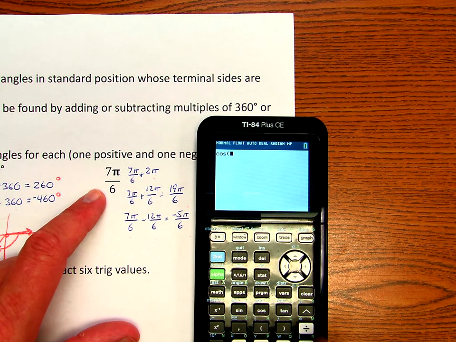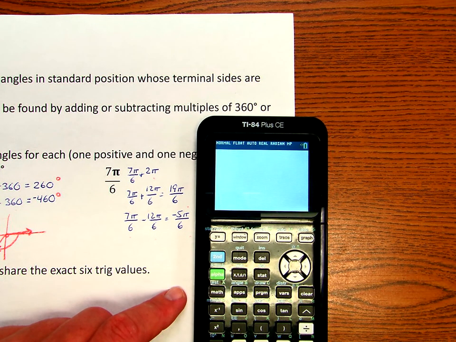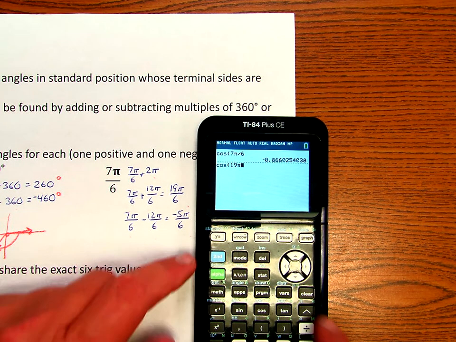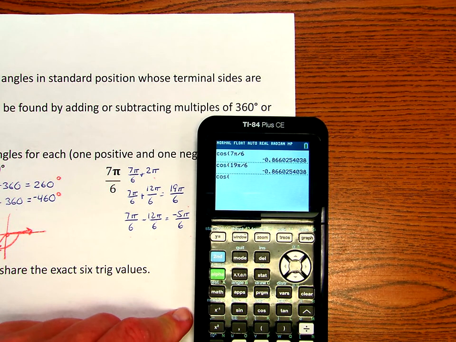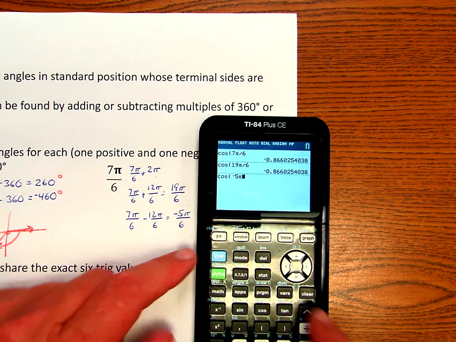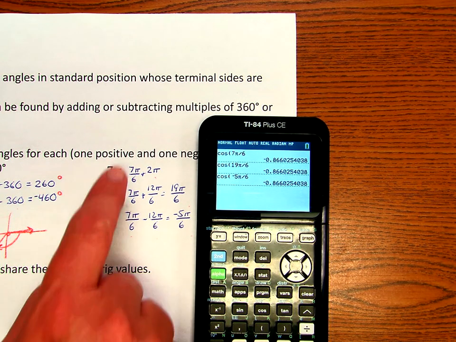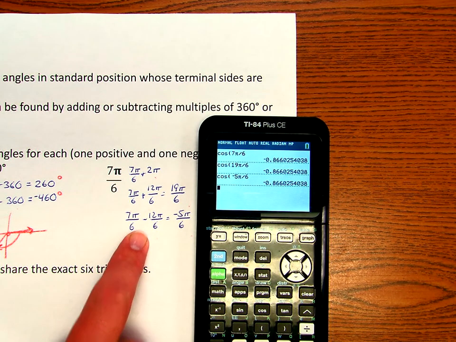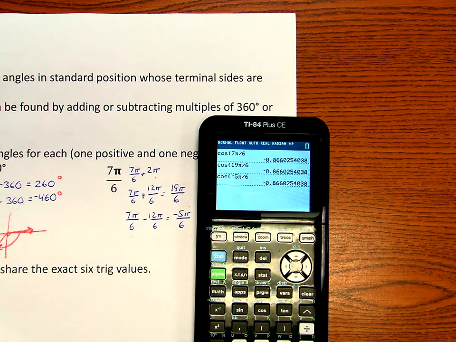The cosine of 7 pi divided by 6, the cosine of 19 pi divided by 6, the cosine of negative 5 pi divided by 6. They're all the same number. Angles that are coterminal with each other will share the exact same values of all 6 trig functions. If we did the same thing with sine, with tangent, with cosecant, with secant, with cotangent, all the numbers would match up.